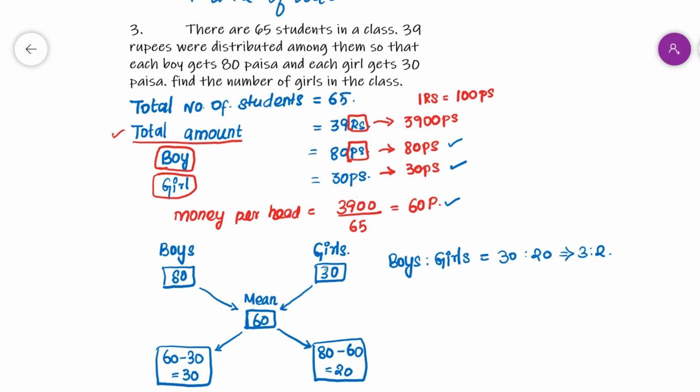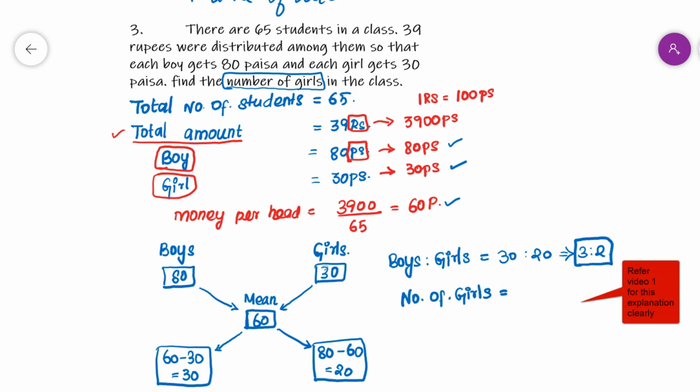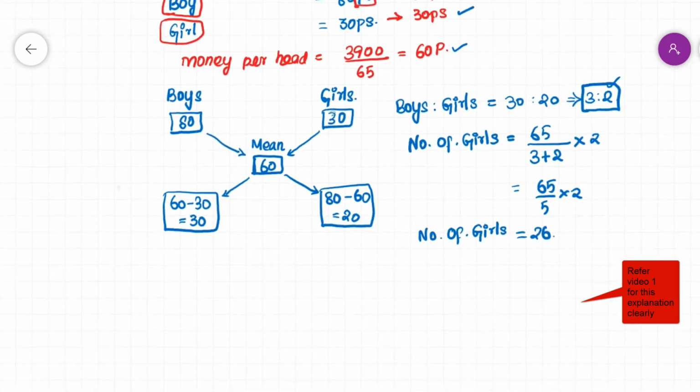Now, does the problem get over here? No. What you have to find is the number of girls in the class. In video 1, I told you if you have a ratio and you have to find the proportion, from the total you have to use the ratio. Total is 65 and ratio is 3 plus 2, times the number of girls, which is 2. So 65 by 5 into 2 gives you 26. Therefore, the number of girls is 26.